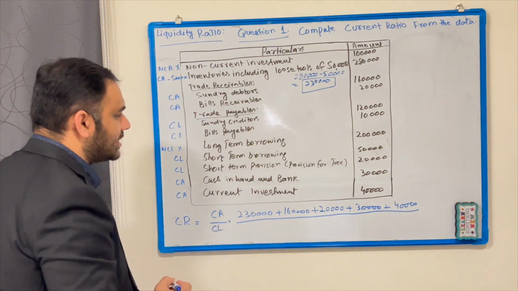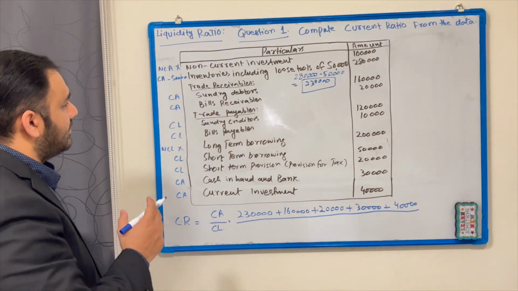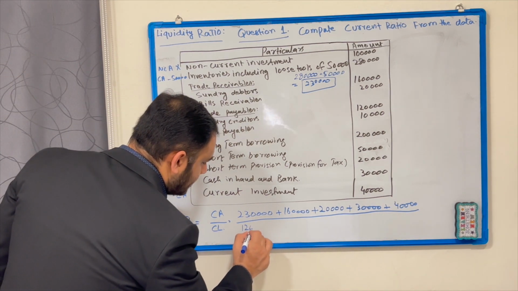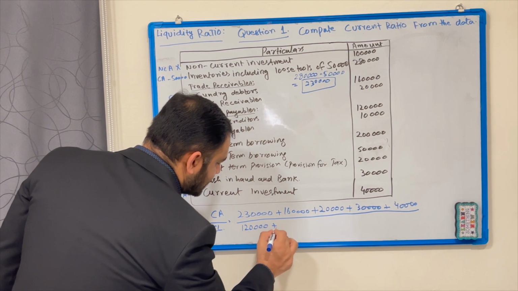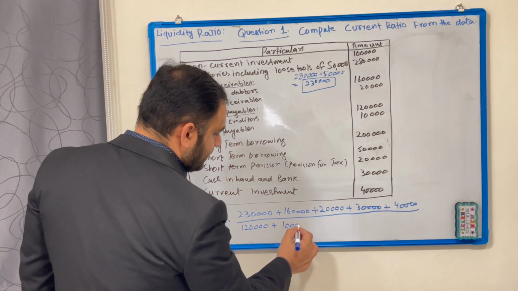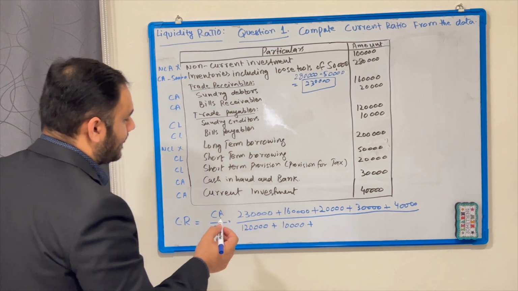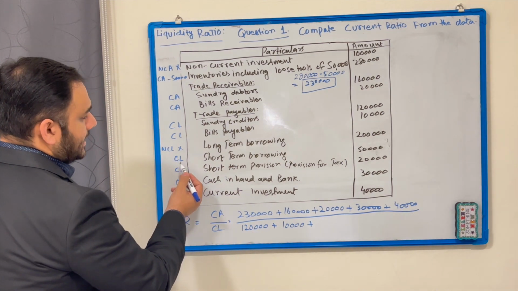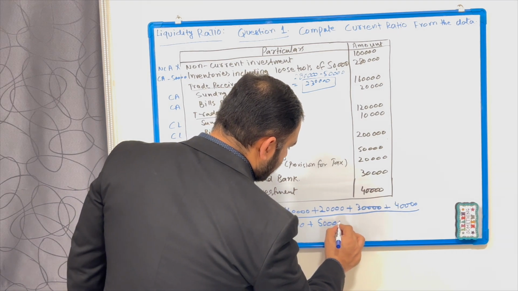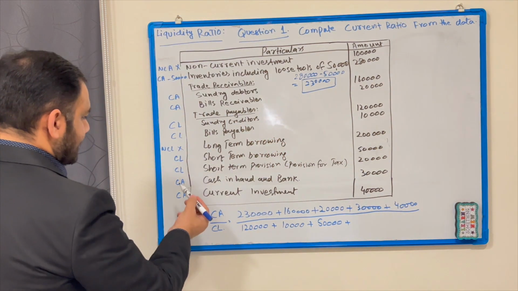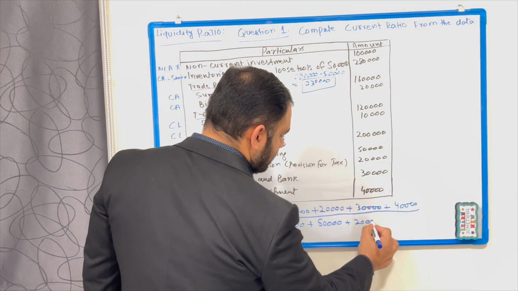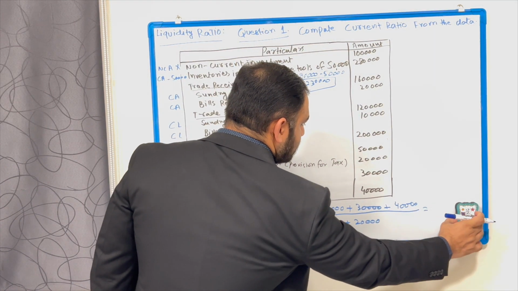Now we will see what current liabilities we have. First of all, we have current liability of sundry creditors 1,20,000, plus bills payable 10,000, plus short-term borrowings 50,000, plus short-term provision 20,000. So we will make the total of this.